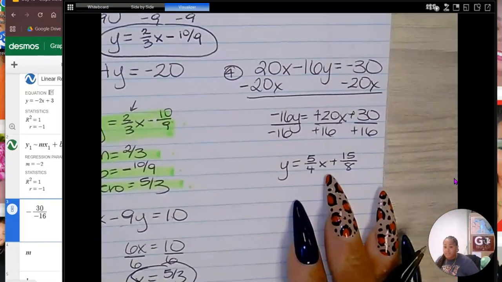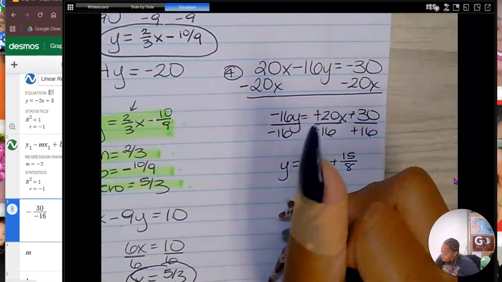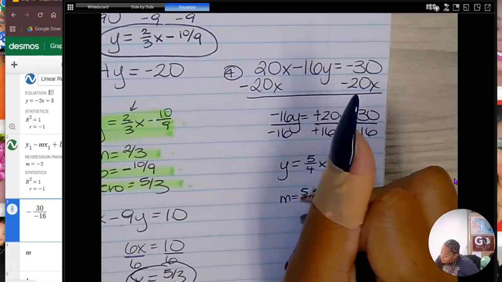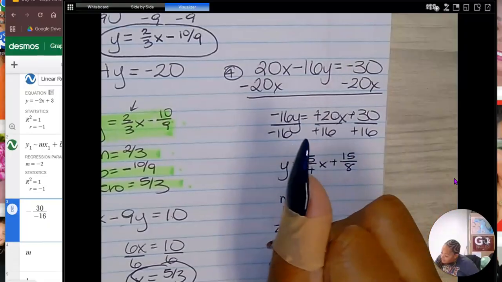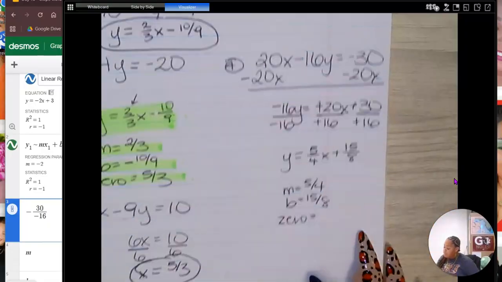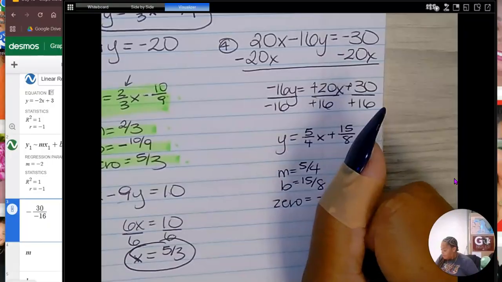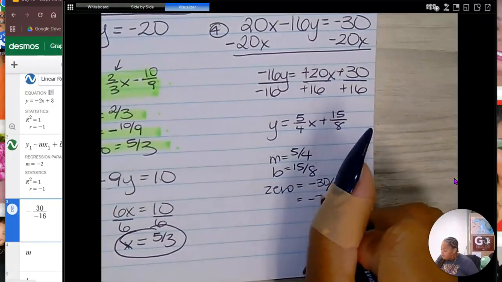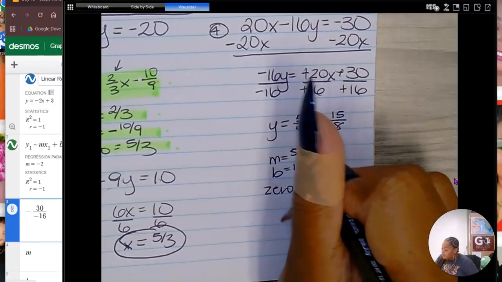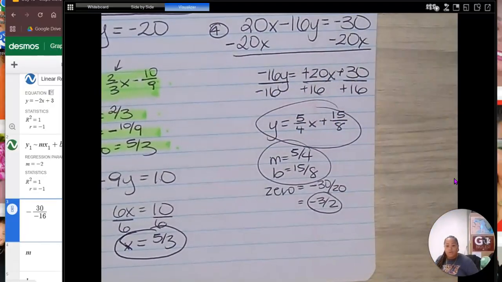There's my y equals mx plus b form. My m is 5/4. My b is 15/8. And my 0 is negative 30 divided by 20, which is negative 3/2. 1, 2, 3, 4, and I'm done.